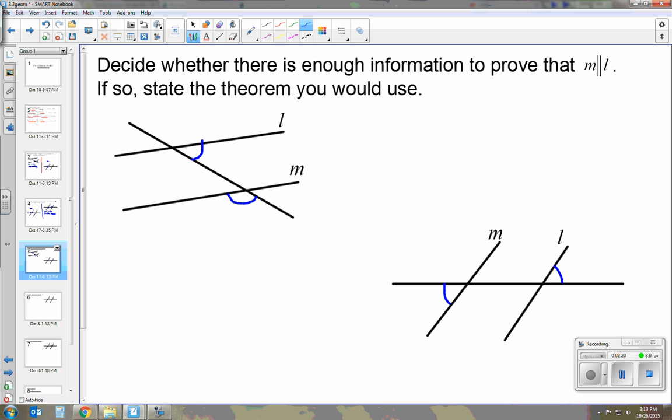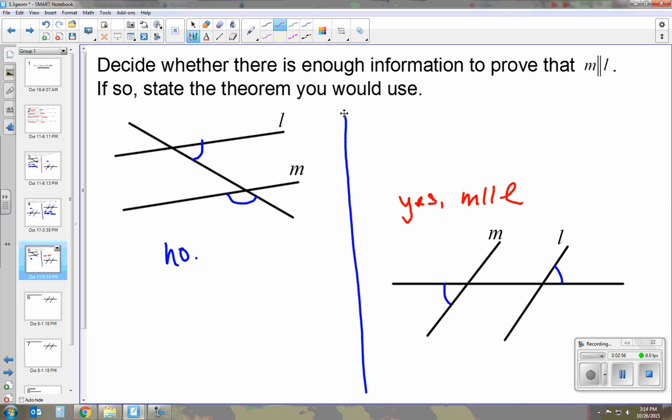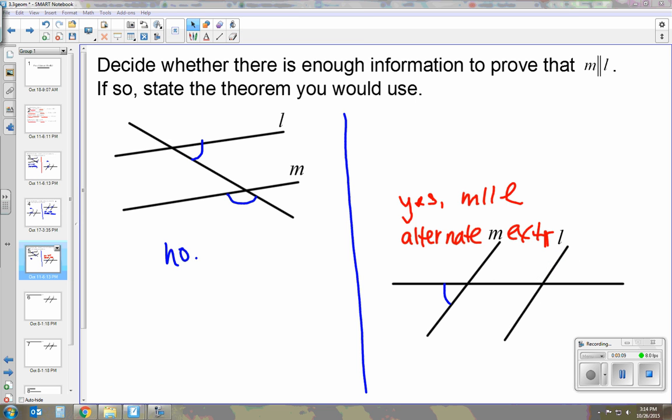If we look at the two angles to the left, those are not an angle pair. They're not alternate interior, exterior, they're not corresponding or consecutive interior. So this one is another no. I cannot get any information from that. That's not enough information. But if we look at the one to the right, I do have two congruent alternate exterior angles. So yes, M is parallel to L because of the alternate exterior angles converse. We'll just leave it at that. Now let's look at our next one.